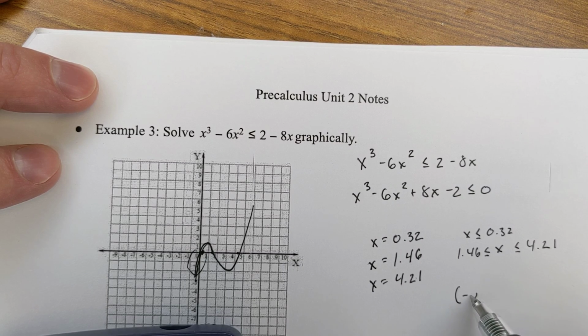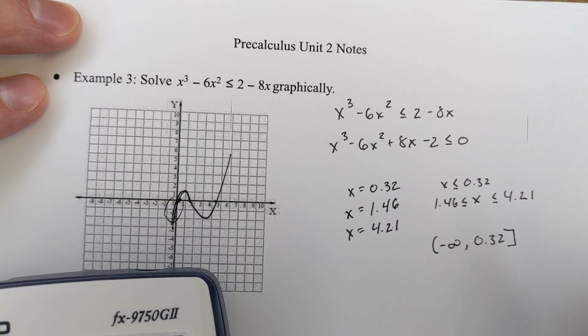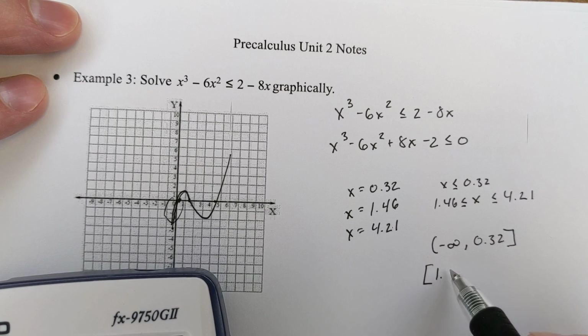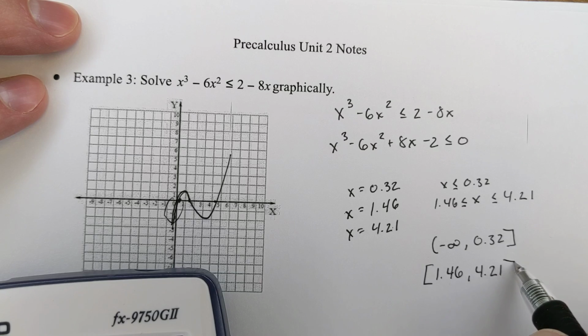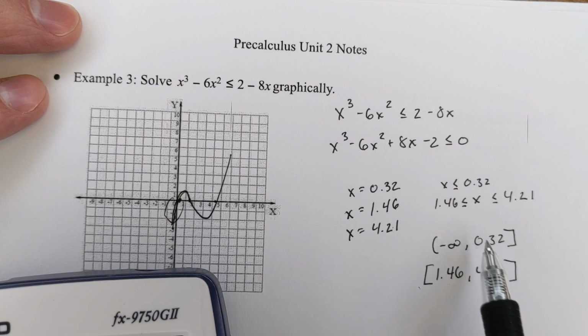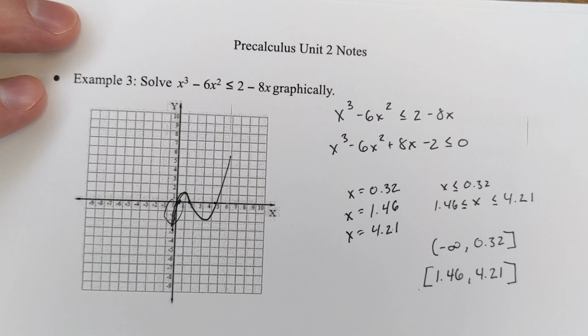In interval notation, that would look like this. Less than 0.32, and between 1.46 and 4.21. Those are square brackets because they are the or equal to's.